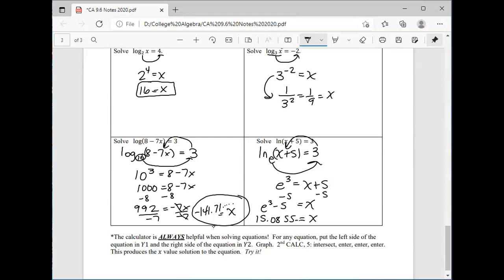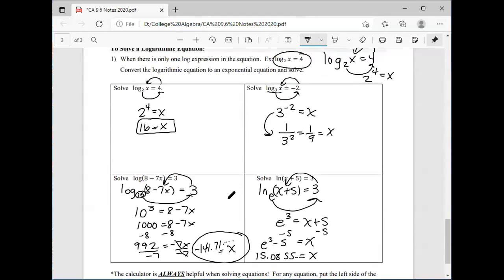The last little thing says the calculator is always helpful when solving equations. We haven't done this a lot in here, but we can go ahead and look at this. It might help some of you guys. It says for any equation, put the left side of the equation in y1 and the right side of the equation in y2, and then find the intersection, okay? And if you get really stuck, that might be something you want to do.